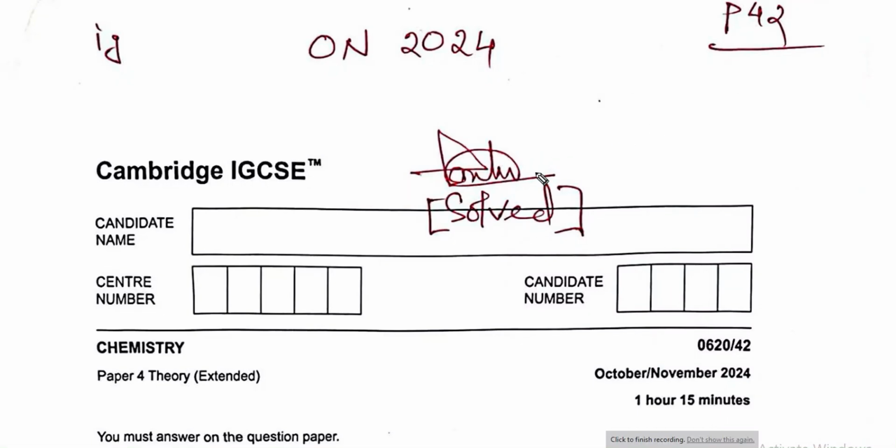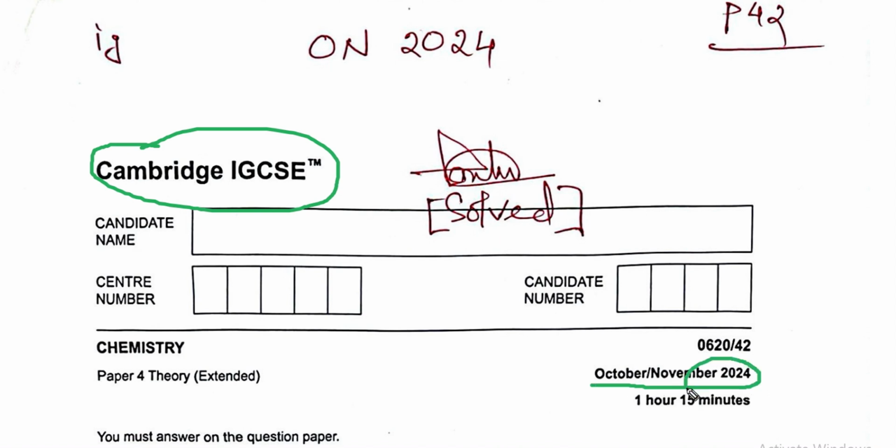Hello dear students, now I am going to discuss Cambridge IGCSE Chemistry October-November 2024 paper 42.